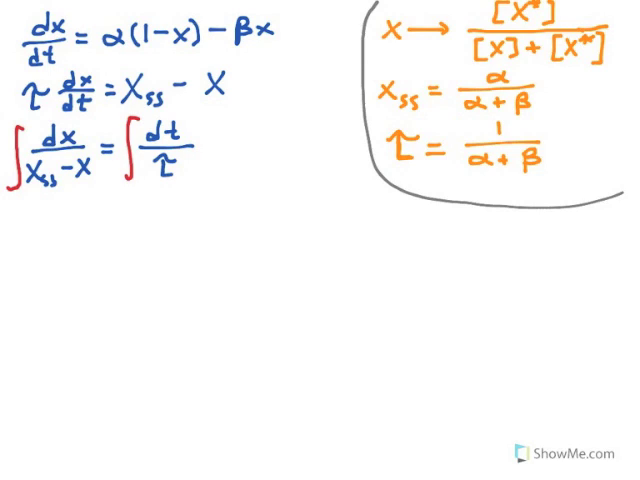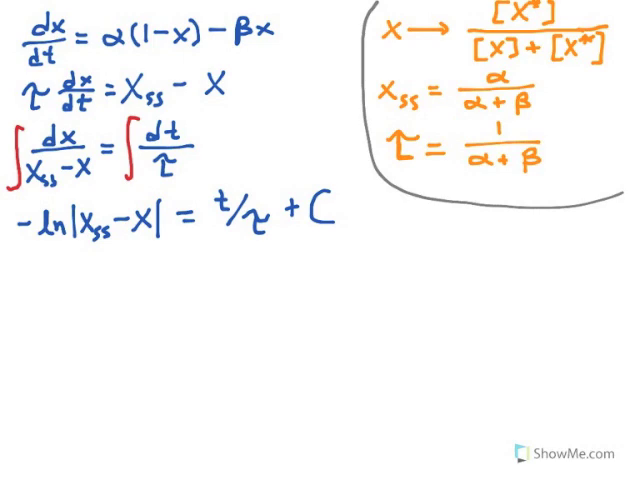So the integral of this, you have to remember the chain rule, so there's a negative that comes out up front. Negative natural log of xss minus x. This equals, so 1 over tau is just the constant, so integral of dt is just t, so we have t divided by tau plus some constant of integration, which comes from the two integrations that we did, and we just combine them on the right side.